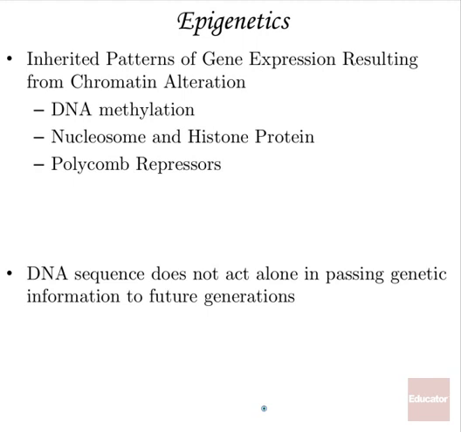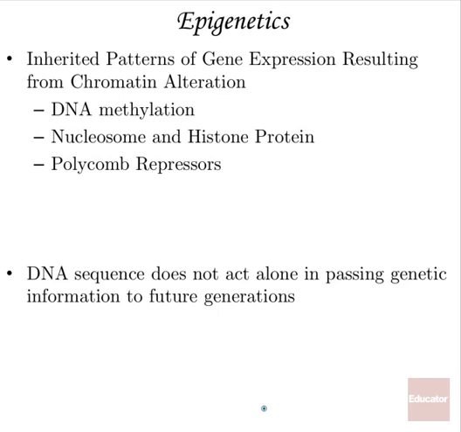All right. So, transcriptional regulation, translational regulation, and now on to epigenetics. All right. We touched over this a little bit when we talked about chromatin organization. I think it was unit 5. But we're going to talk a little bit about this again, all right? Give you a little more detail. So, epigenetics, what is it? That is inherited patterns of gene expression resulting from chromatin alteration.